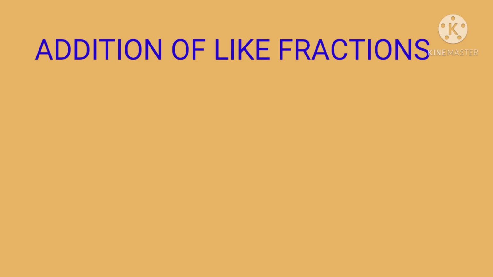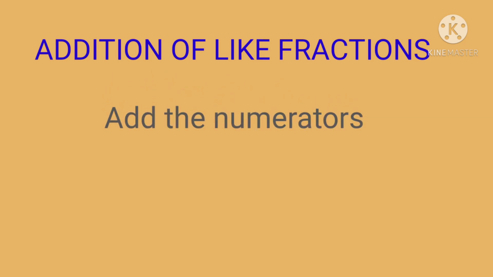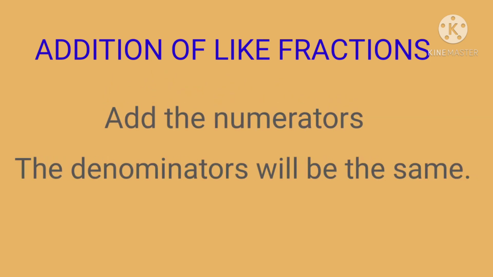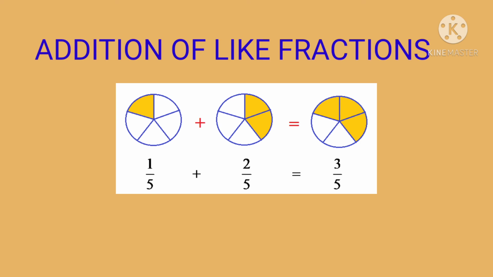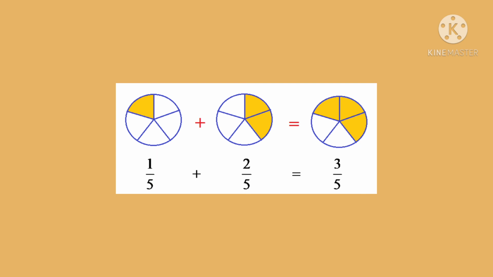Addition of like fractions. To add two like fractions, add the numerators. The denominators will be the same. Example, 1 by 5 plus 2 by 5. The denominator will be the same 5. Now let us add the numerators 1 and 2, and 1 plus 2 is equal to 3. So we have the answer for 1 by 5 plus 2 by 5 is equal to 3 by 5.